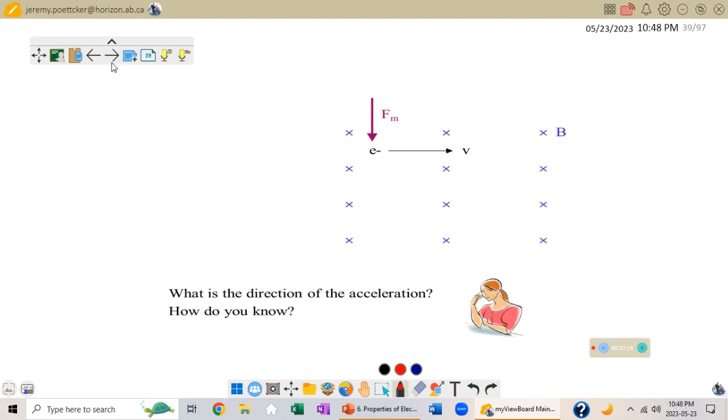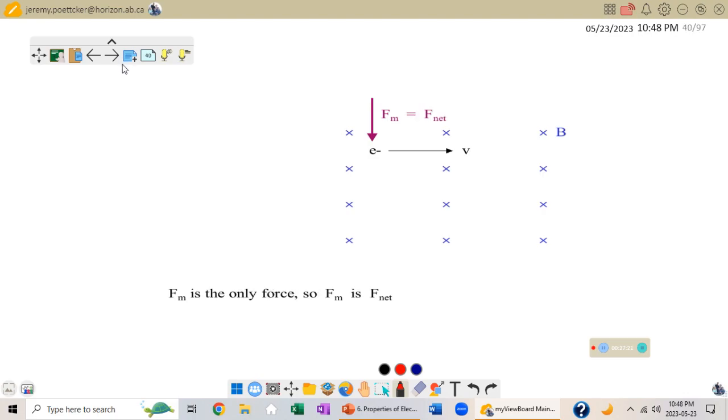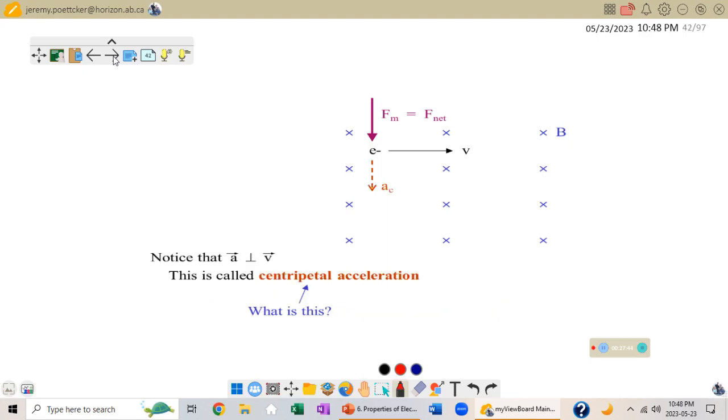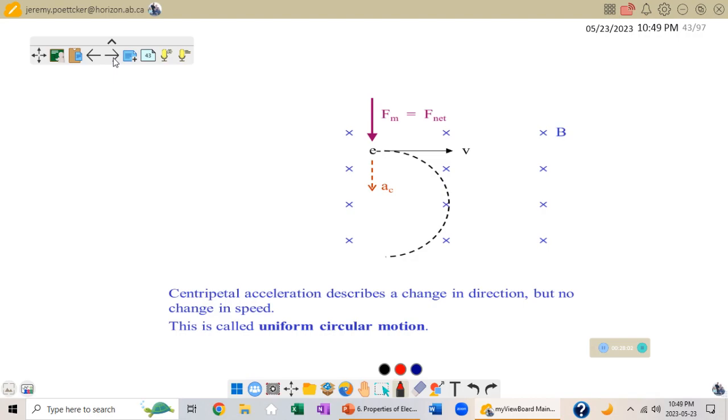So the direction of the acceleration is in the same direction as the net force acting on it. So it's going to be down, because FM is the only force that we care about acting on this thing. FM is the net force, which means acceleration is in the same direction as the net force. Second law right there. This is called centripetal acceleration because acceleration is perpendicular to velocity. The magnitude of the velocity remains constant, but the direction is continually changing. And that really is generating uniform circular motion.